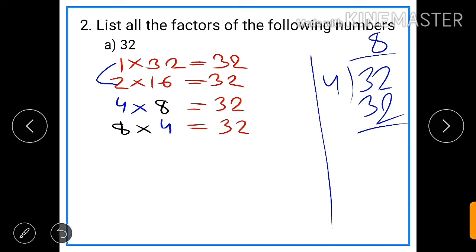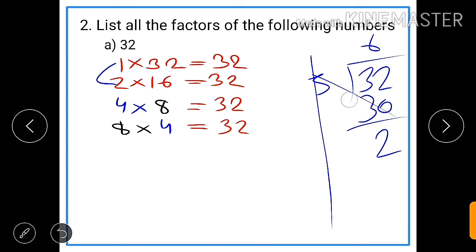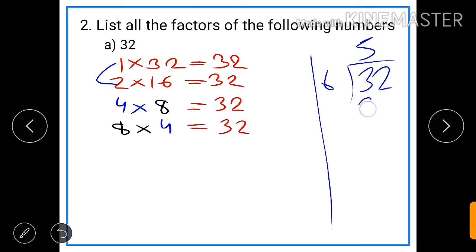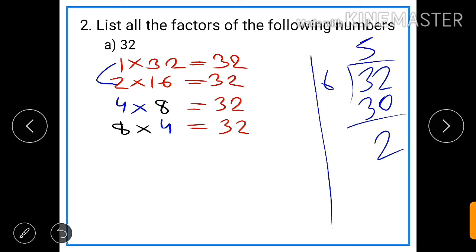Next number is 5, and we will check whether 32 is divisible by 5 or not. 5 6s are 30, and we are getting a remainder 2, which is not equal to 0. Therefore it is not divisible by 5. So we will cancel 5. Next we will check 6. So 32 divided by 6 is 6 5s are 30, and we will get a remainder 2, which is not equal to 0. Therefore 32 is not divisible by 6, or you can say 6 cannot divide 32 exactly. So we will cancel 6.